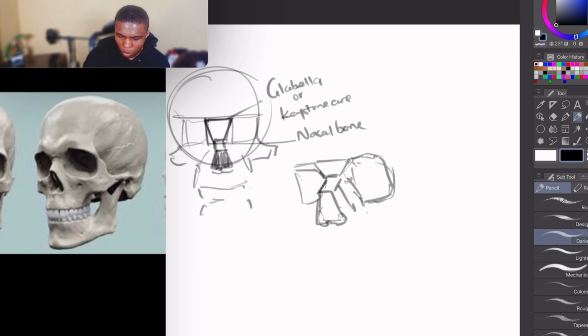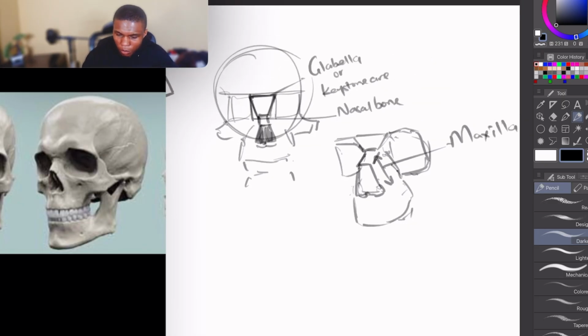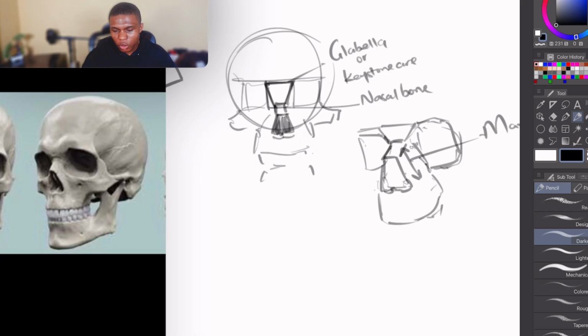And then this shape over here, this slope over here like this, that is our maxilla. This area over here like this, that is our maxilla. And that's the major parts when you're looking at it from the skeleton.